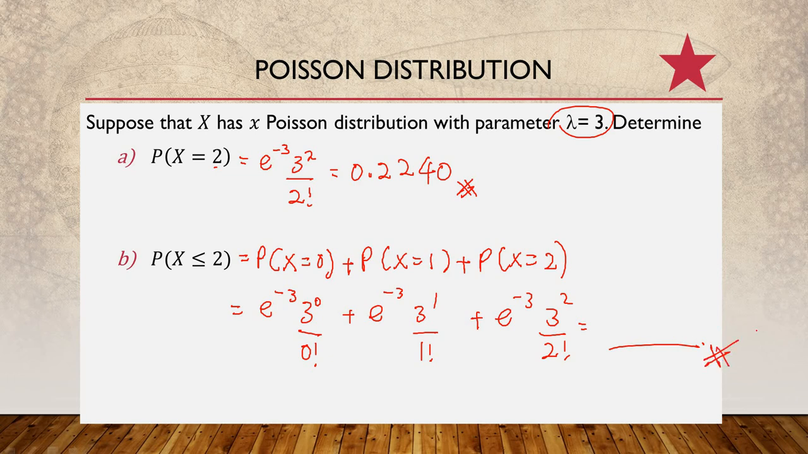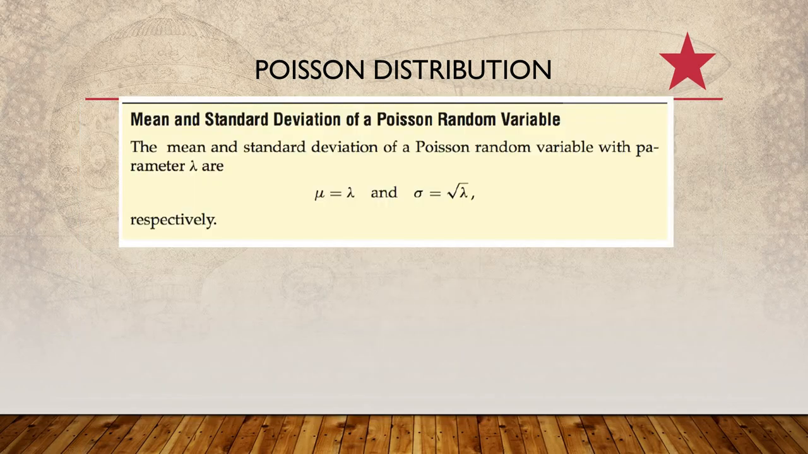I will show you how to find it using the table, but before that, let's look at the mean and the standard deviation first. The mean for Poisson is equal to lambda, or mu equals lambda, and the standard deviation is the square root of lambda. Because there is only one parameter, it is a bit easier compared to binomial.